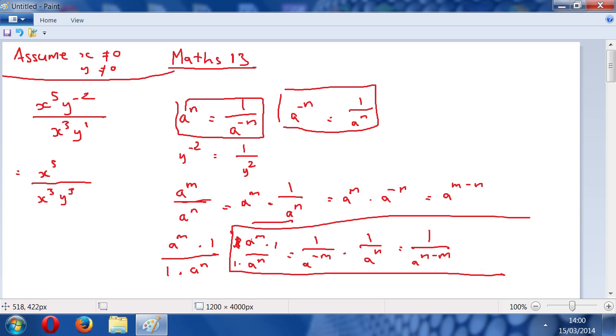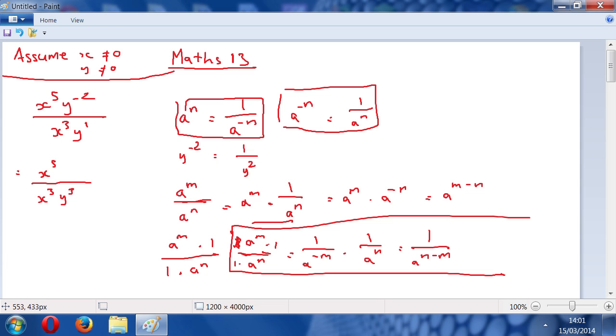So yeah, let's just say that one more time. So a to the m over a to the n. The first thing we do is we want to take the numerator, which is a to the m. This a to the m over 1 will become 1 over a to the minus m, and then the 1 over the a to the n.